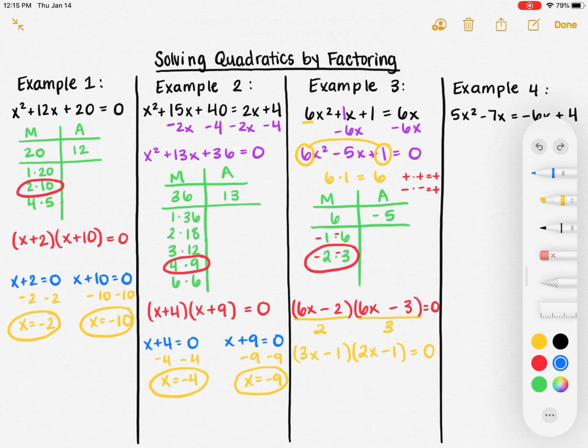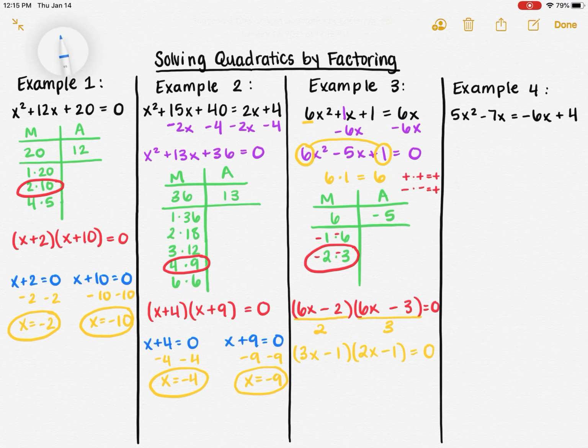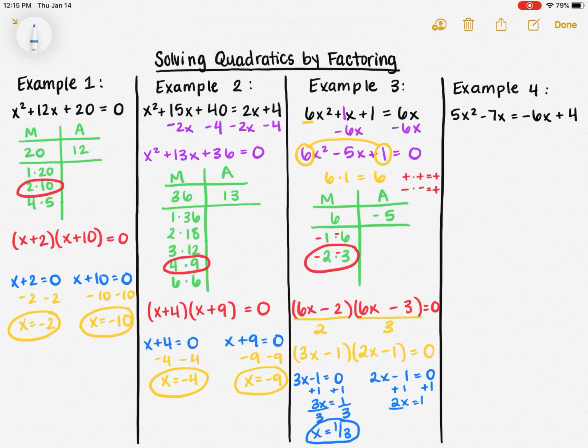Now, of course, we're solving, so we still have our last step of setting each of these equal to 0. So I'm going to set 3x minus 1 equal to 0 and 2x minus 1 equal to 0. These have a little more work to solve. You got to add and then divide. So if I add 1 on both sides, I get 3x equals 1. And then I divide by 3, I get x equals 1/3 as one of my solutions. And then here I have to add 1 on both sides, 2x equals 1. Then divide by 2, so I get x equals 1/2.